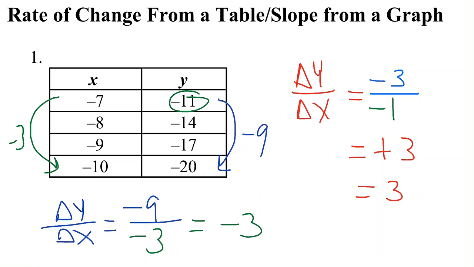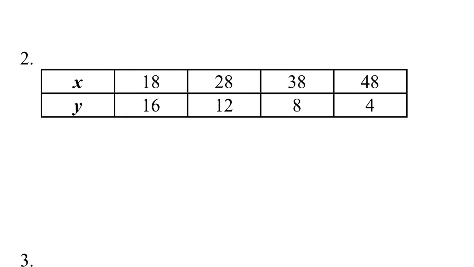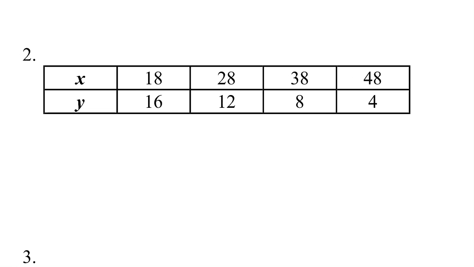All right, let's do the next one, number 2. Sometimes your tables are going to go sideways. Well, you do the same thing. You want to figure out the rate of change for this table, and you're going to write the formula down. The change in y divided by the change in x.